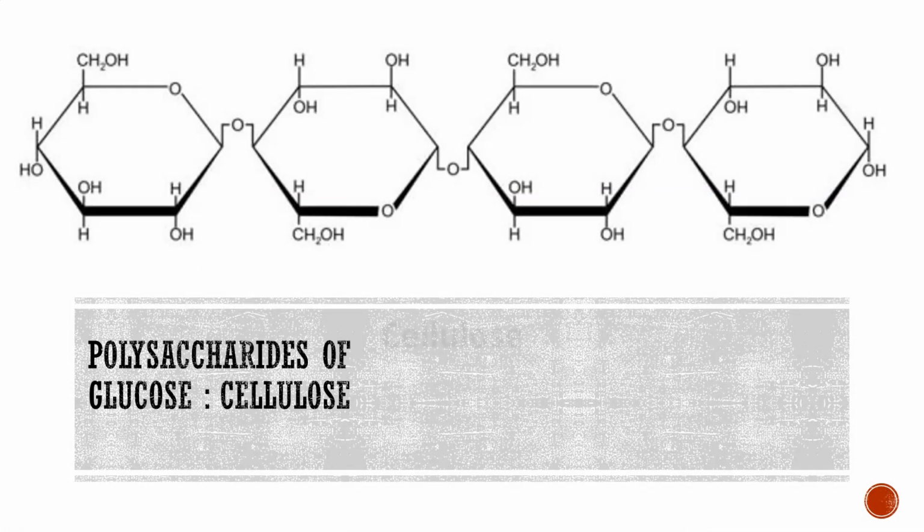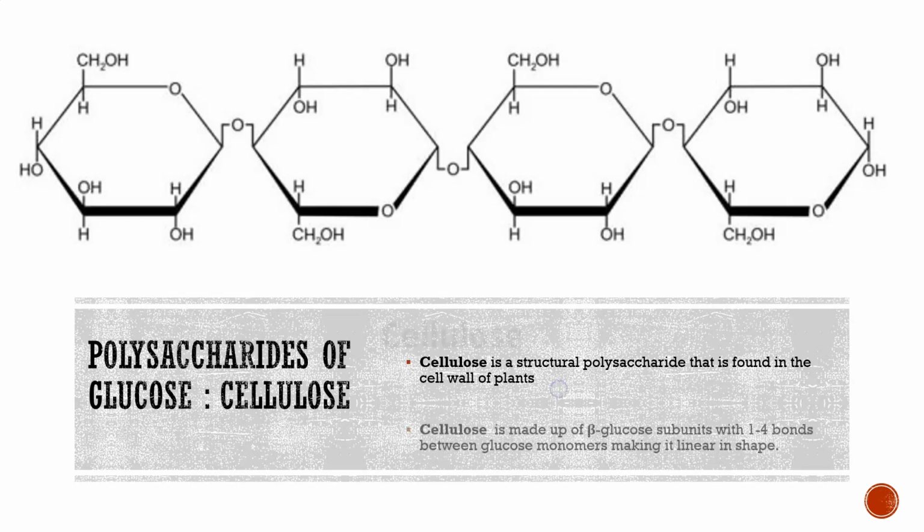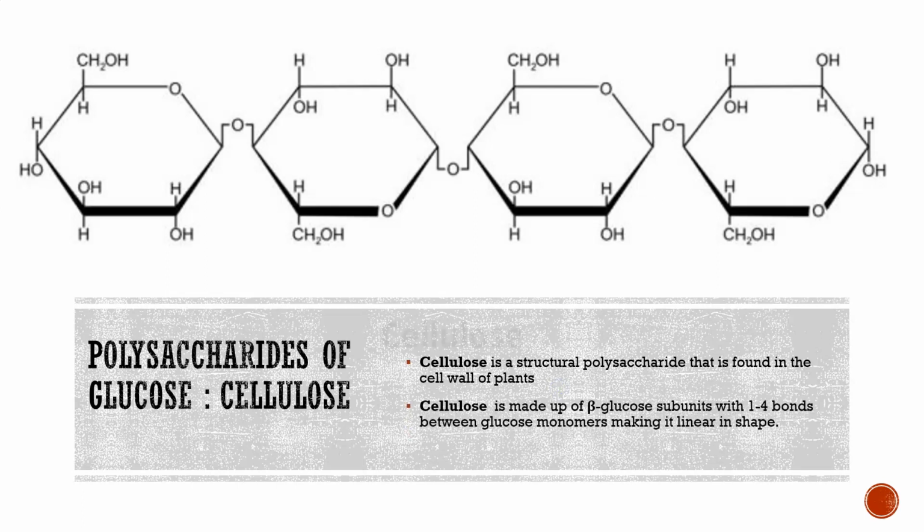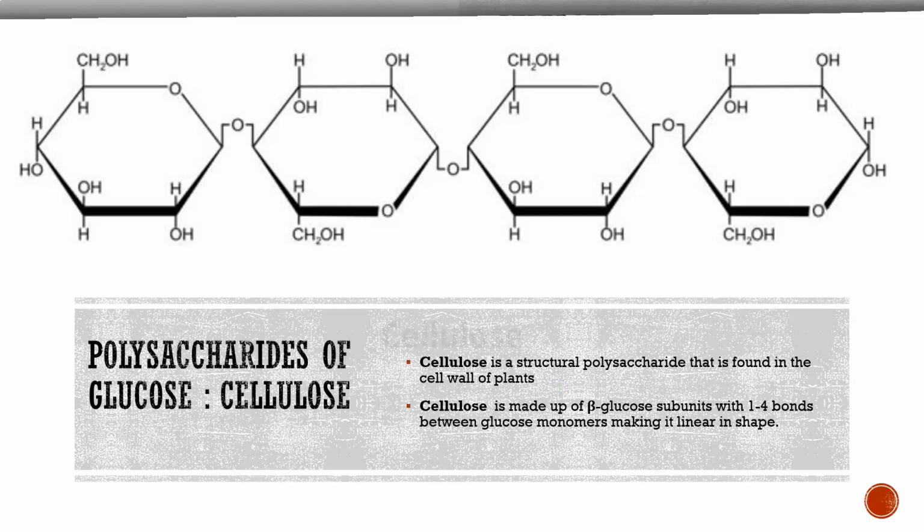Okay, so here we are looking at cellulose. Now, cellulose is a structural polysaccharide that is found in the cell wall of plants. Cellulose is made up of beta-glucose subunits with 1 to 4 bonds between the glucose monomers, making it a linear shape.